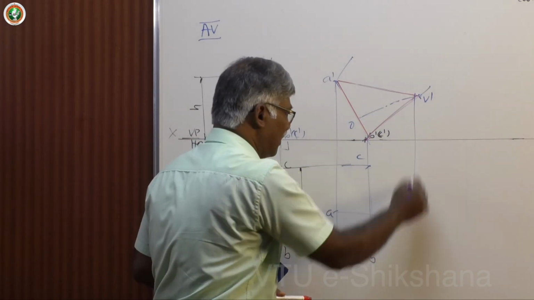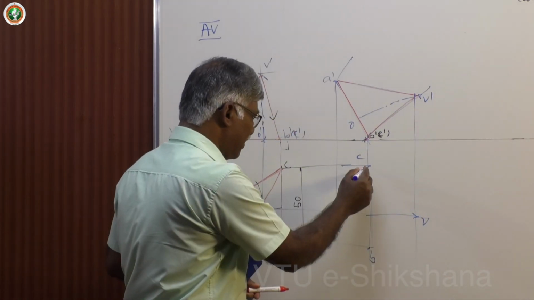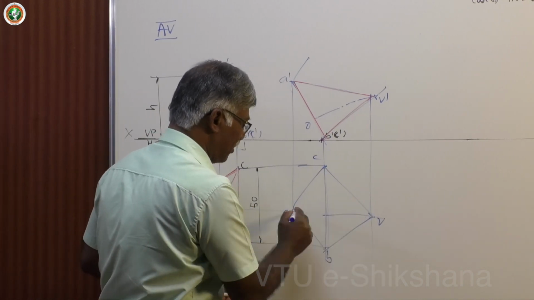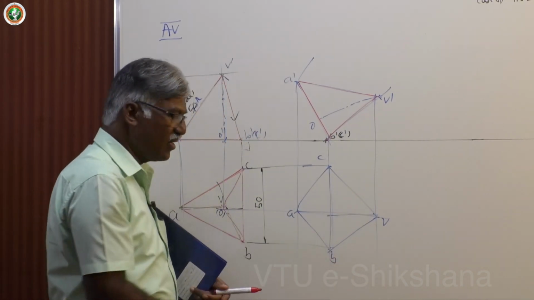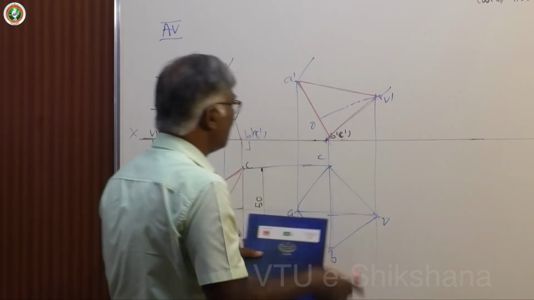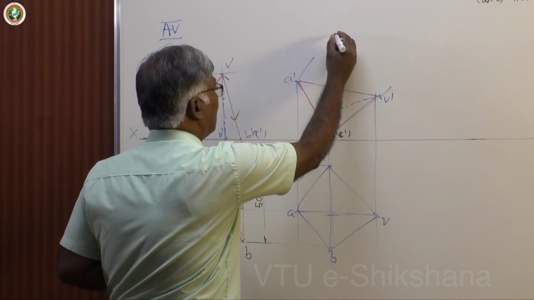Next comes V. This is V. Join ABC and join all corners with the apex. Now, identify the visibility lines, visible or invisible.